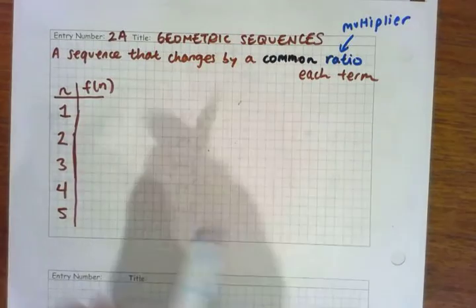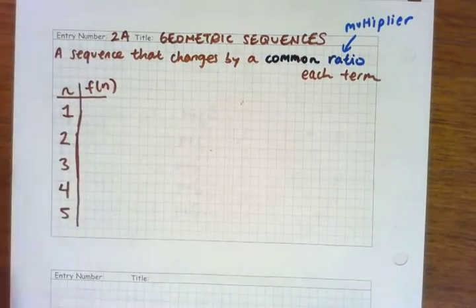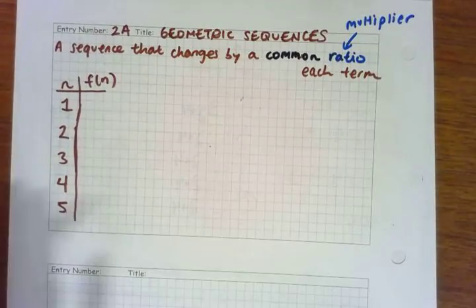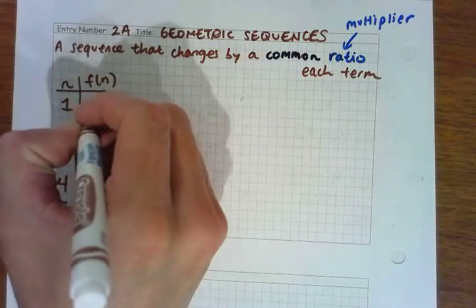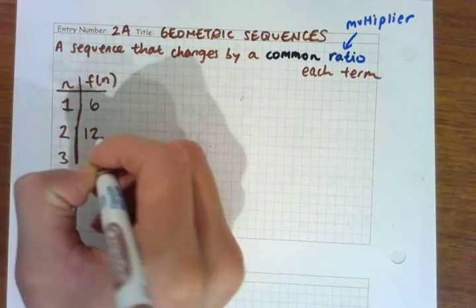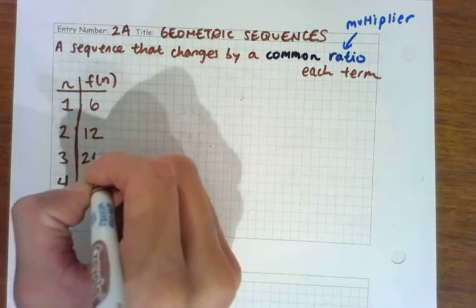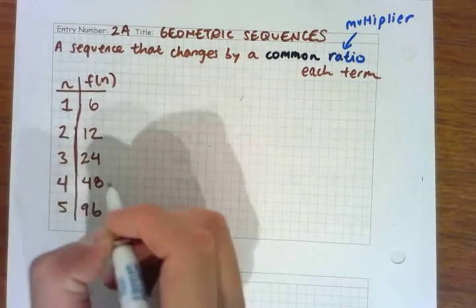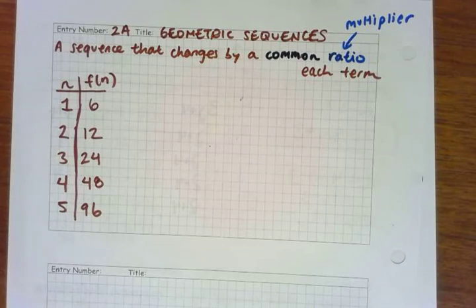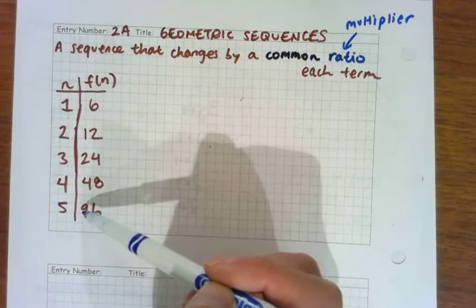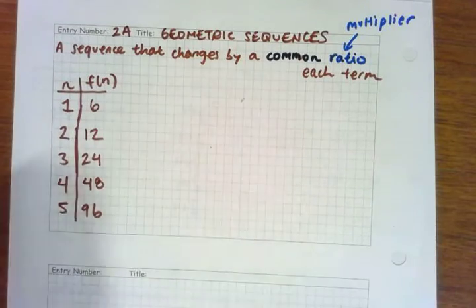So for our example, we'll put it into a table first, and we'll have the first term be 6, and then the second term will be 12. The next term will be 24, after that 48, after that 96. So since it's a geometric sequence, we're not adding by the same amount each time. It's going up a lot faster than that.